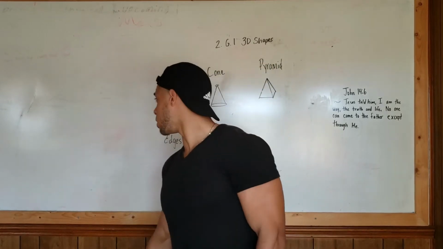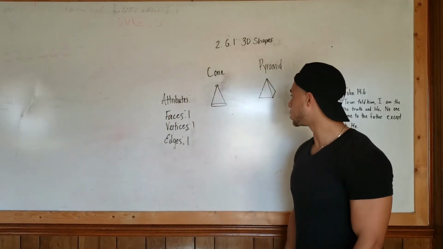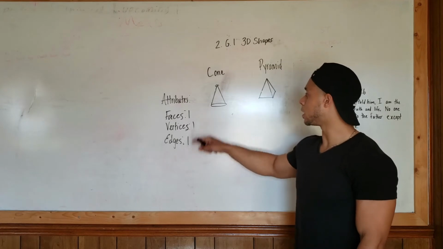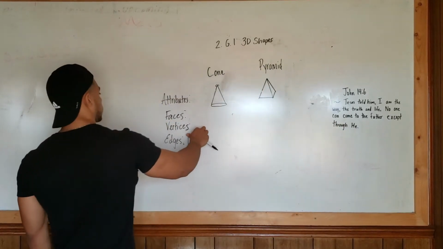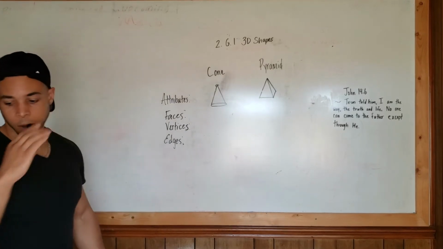Again, let's go over your pyramid using a pyramid shape so we can get your attributes. Your attributes are not going to be the same as your cone. So let me go ahead and erase your cone attributes and go over your pyramid.